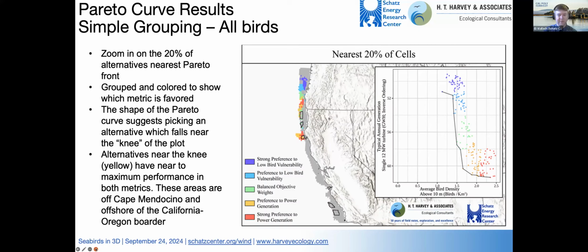In addition to this analysis, which considers a single turbine in each cell across the entire coast, we also did some Pareto analysis of the wind farm scenarios presented earlier. Next slide, please.